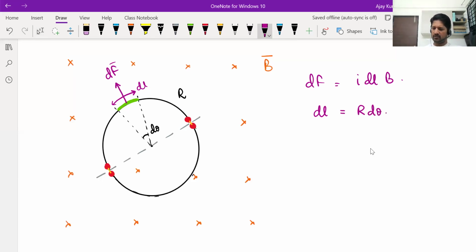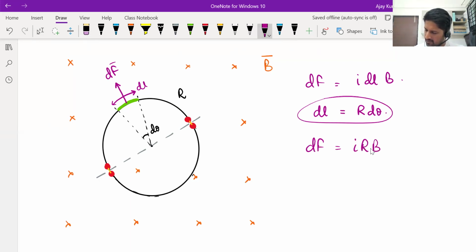Are you all aware of this or not? Yes, sir. You know L is equal to R theta? Yes, sir. So small length dl will be R into small angle d theta. So the force dF can now be written as, in place of dl, if I write R d theta, it becomes IRB d theta. That's the magnetic force. That's not what we want. What we want is the tension in this loop.